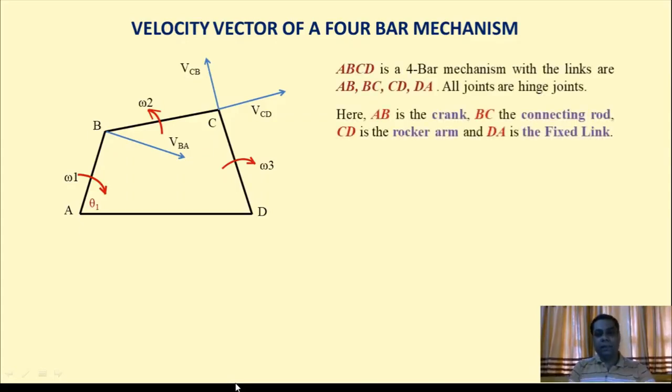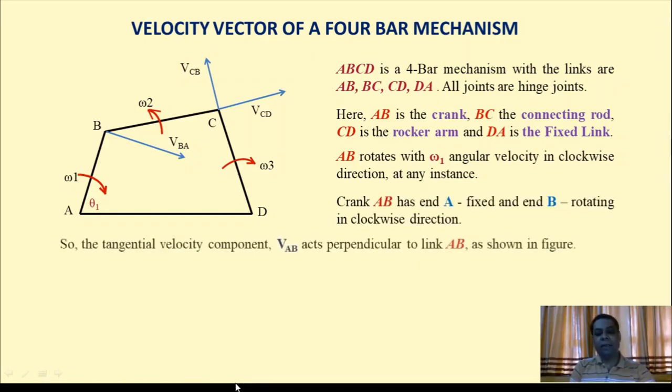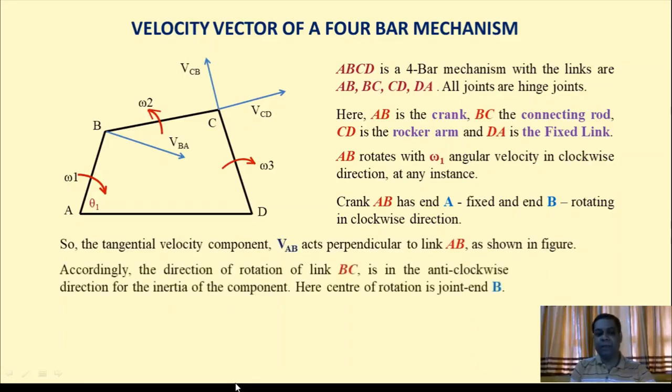Here AB is the crank, BC is the connecting rod, CD is the rocker arm, and DA is the fixed link. Now AB rotates with angular velocity omega 1, as I told, in the clockwise direction at any instant. In crank AB, the end A is fixed and B rotates in the clockwise direction. So the tangential velocity component Vba acts perpendicular to the link AB as shown in the figure.